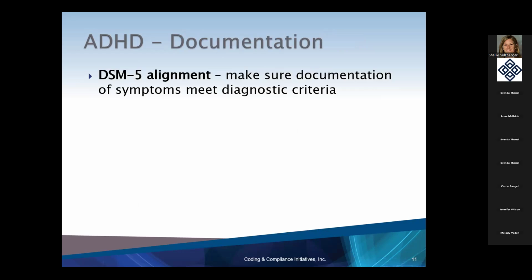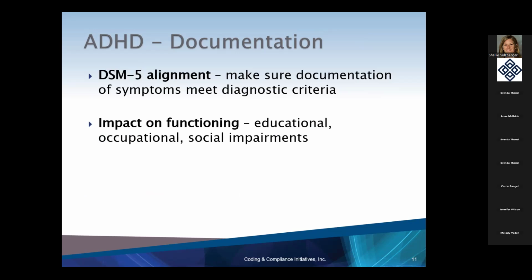So DSM-5 alignment, documenting the criteria again, just shows that you're following the DSM criteria. It protects against audit denials. It demonstrates that the diagnosis is clinically justified. And of course, it supports long-term treatment planning for that patient.